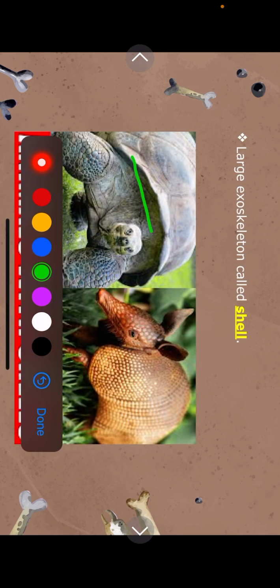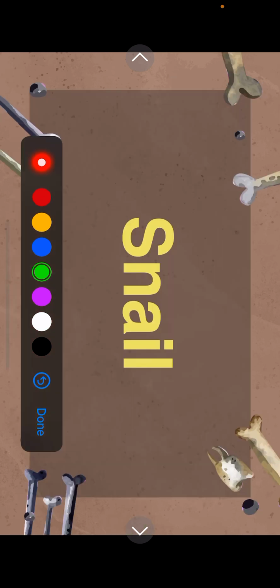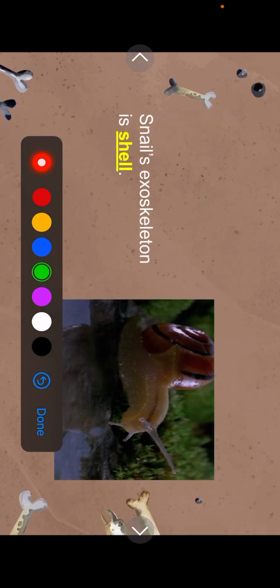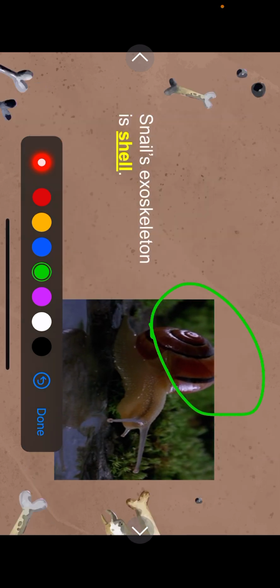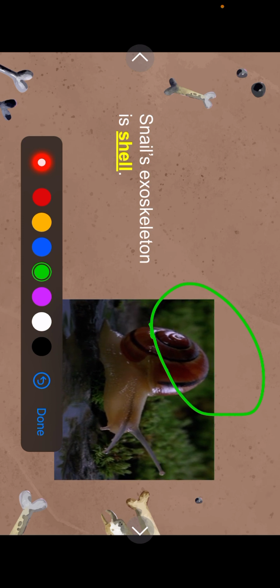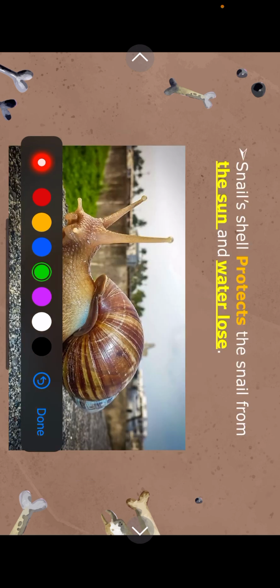The large exoskeleton can be like this one and is called a shell. Let's talk about some animals and their exoskeletons. Let's start with the snail. The snail's exoskeleton is a shell. What is the function? We know that each structure has a function. So the snail's shell, number one, protects the snail from the sun and water loss. This is the first function.